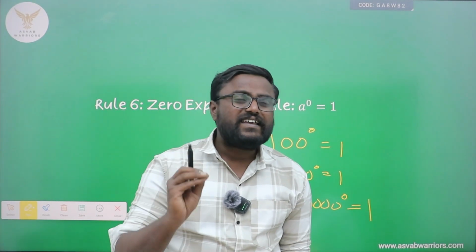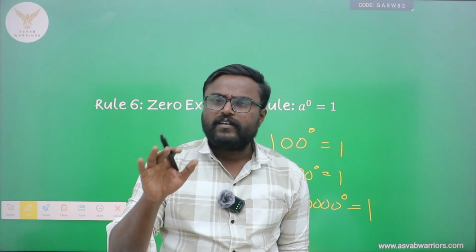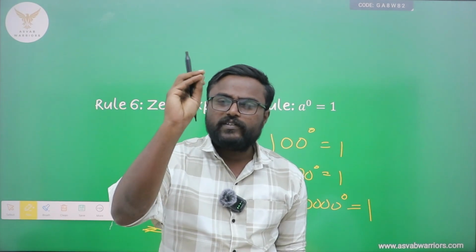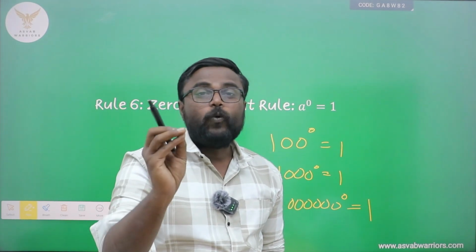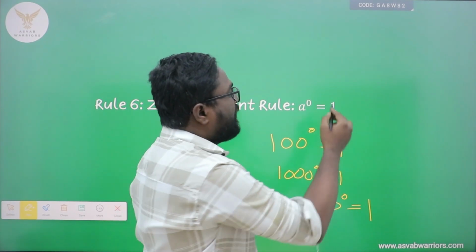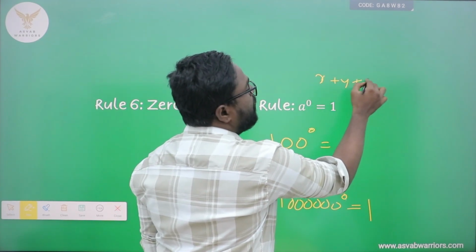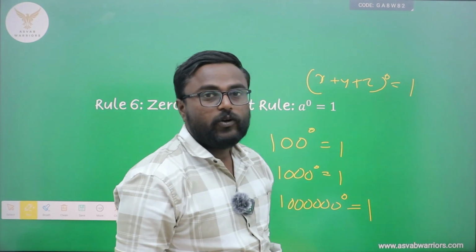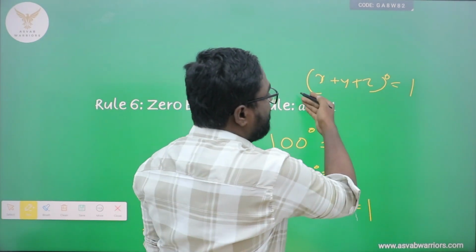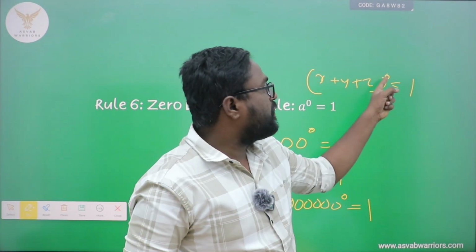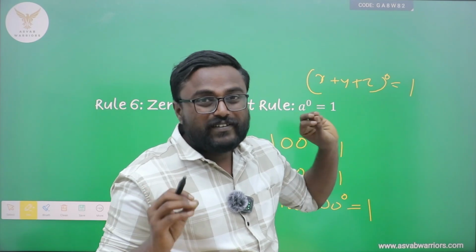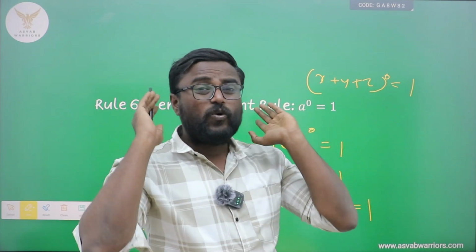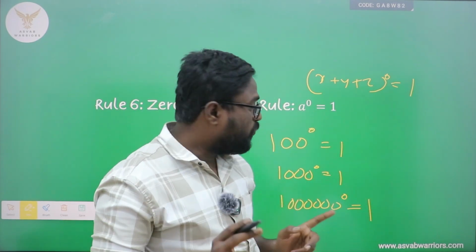So anything in the world raised to the power 0 is equal to 1. It can be like this as well: x plus y plus z to the whole power 0 is also equal to 1. Do not waste your time solving all this when there is just a power 0. If there is a power 0, just write it as 1 only. I hope you got this.